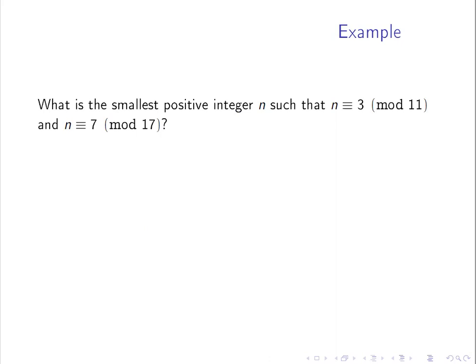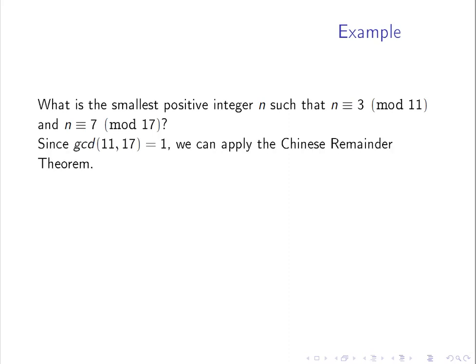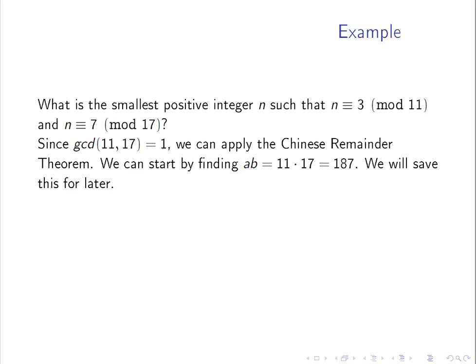What is the smallest positive integer n such that n is congruent to 3 mod 11 and n is congruent to 7 mod 17? You can also write this as a system of linear congruences. I just wrote this as a sentence, but it still works either way. Well, first and foremost, since the moduli 11 and 17 are relatively prime, heck, they are prime, but they're relatively prime, that's the key thing. We can apply the Chinese remainder theorem. We can start by finding AB, which is 11 times 17, which is 187. We will save that for later.